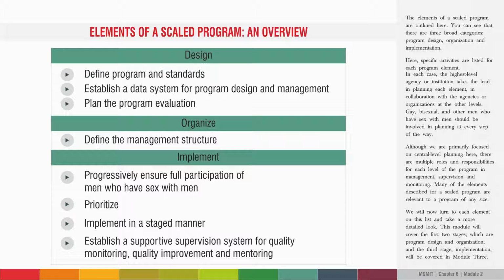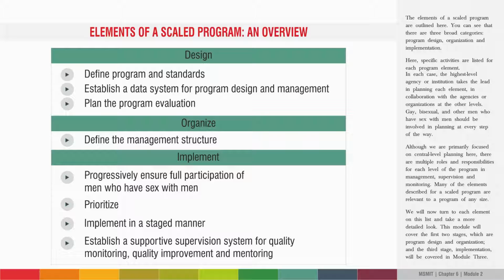The elements of a scaled program are outlined here. You can see that there are 3 broad categories: program design, organization, and implementation. Here, specific activities are listed for each program element. In each case, the highest level agency or institution takes the lead in planning each element in collaboration with the agencies or organizations at the other levels.